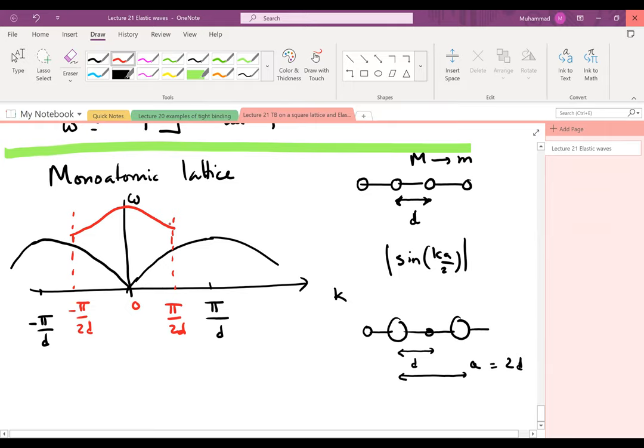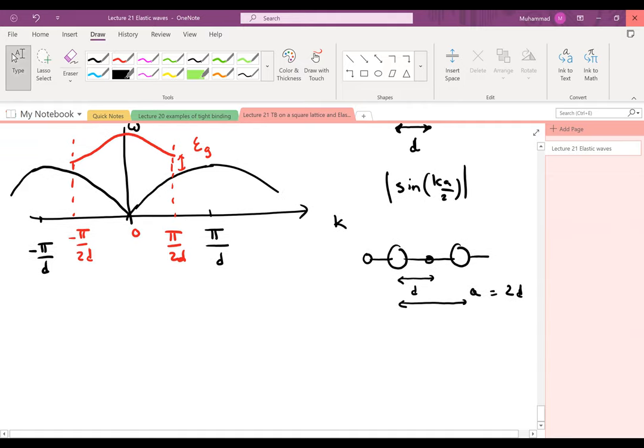A new branch opens up, and that branch is at a higher energy, at a higher omega with respect to the lower band. And there's a gap between the two branches, and that gap is at EG. All right. So any questions up till this point? And we'll continue this discussion later on.